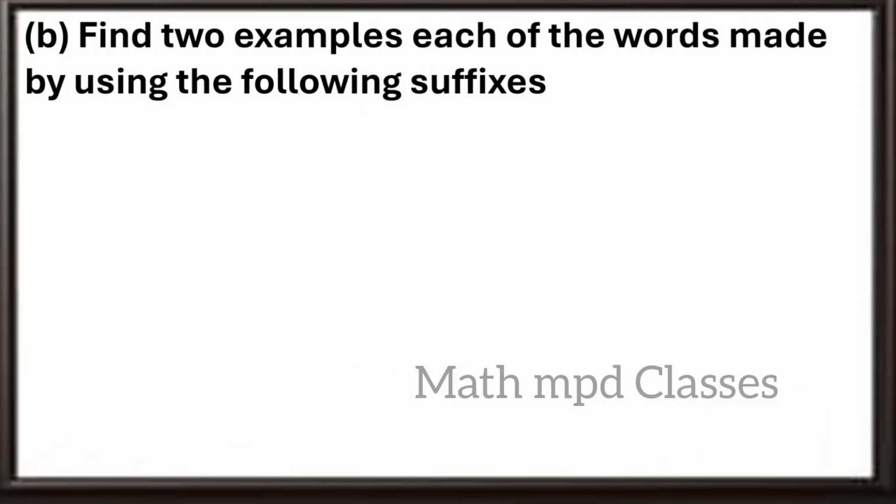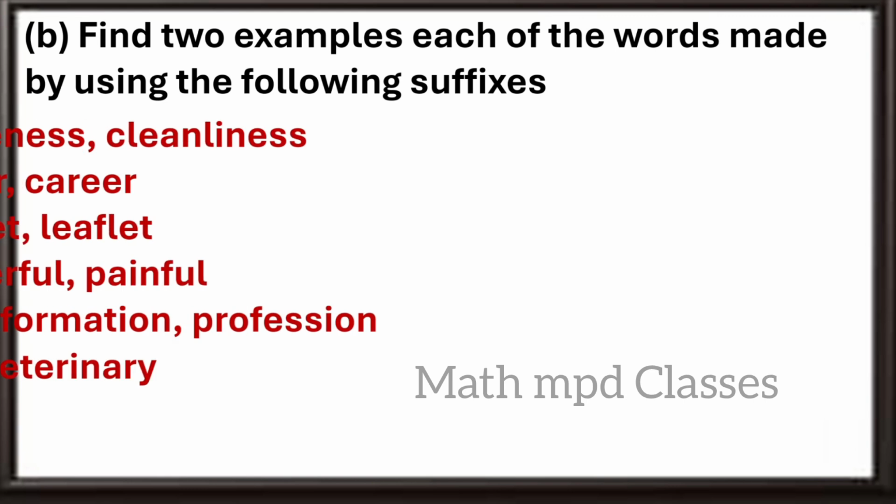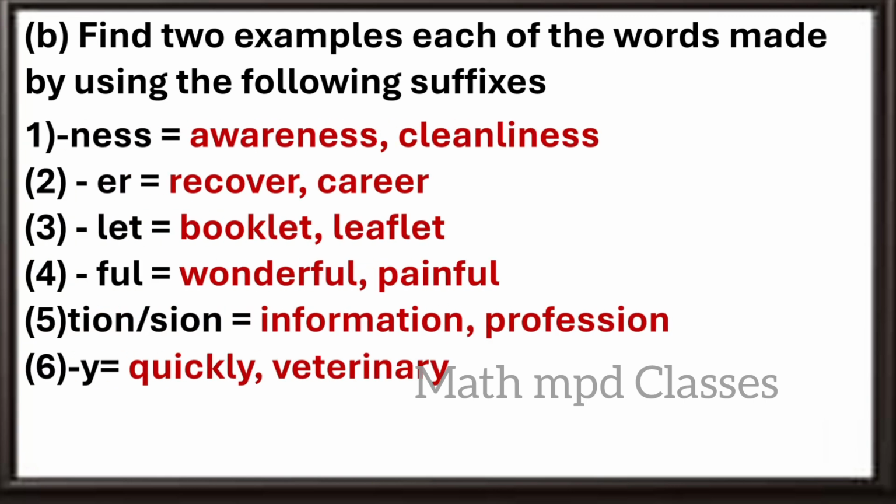Next question, find two examples each of the words made by using the following suffixes. First, ness, awareness, cleanliness. Second, er, recover, career. Third, let, booklet, leaflet. Next, ful, wonderful, painful. Next, tion or sion, information, profession. Next, y, weekly, veterinary.